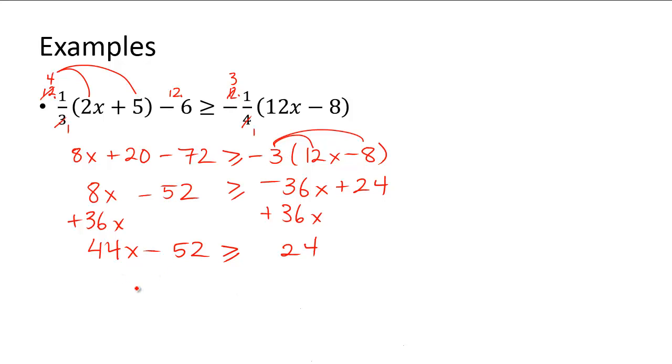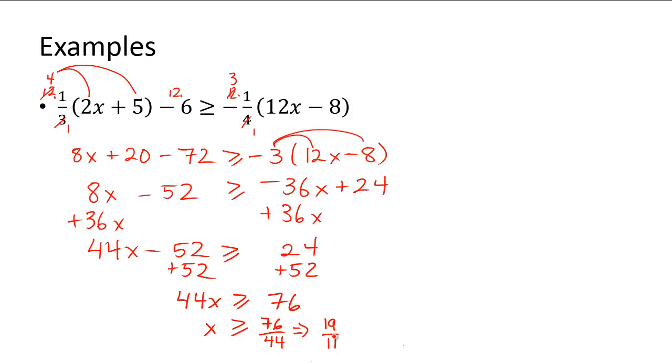Add the 52. You've got 44x greater than or equal to 76. And you've got division by 44 giving us x's are greater than or equal to 19/11, which was 76 over 44, which simplifies to 19/11 because it has some common factors.